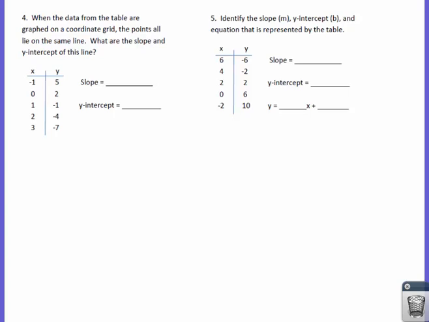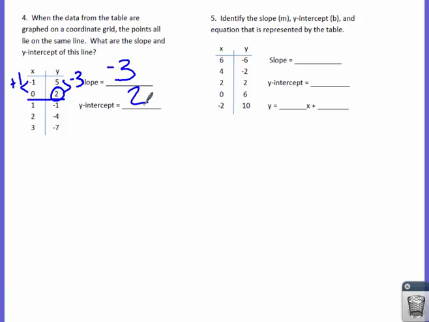We know from a t-chart, we're going to find our delta y, which in this case is -3, and our delta x, which is +1. -3 over 1 is -3. And our y-intercept is going to be the y value when x is 0. So our y-intercept is 2. That's simple.